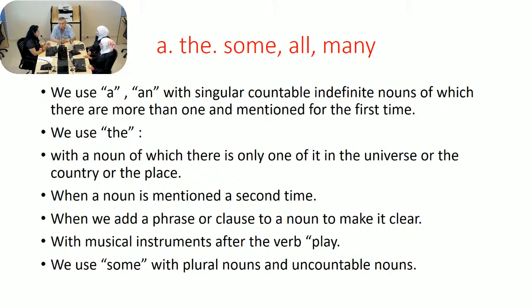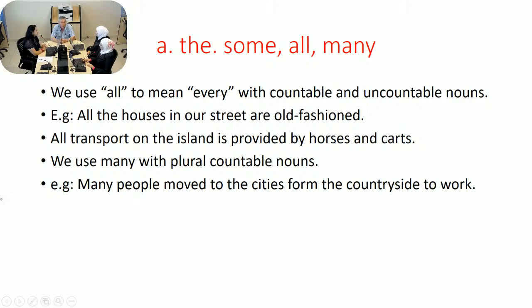So when it's mentioned for the second time, I bought a car, the car is blue, it's mentioned for the second time. When we add a phrase or clause like the man I told you about, this is a phrase. Musical instrument like I play the violin, I play the piano, etc. Now with some, we use some with plural countable nouns and uncountable nouns. Next slide, Ms. Rina. We continue with Ms. Maha.